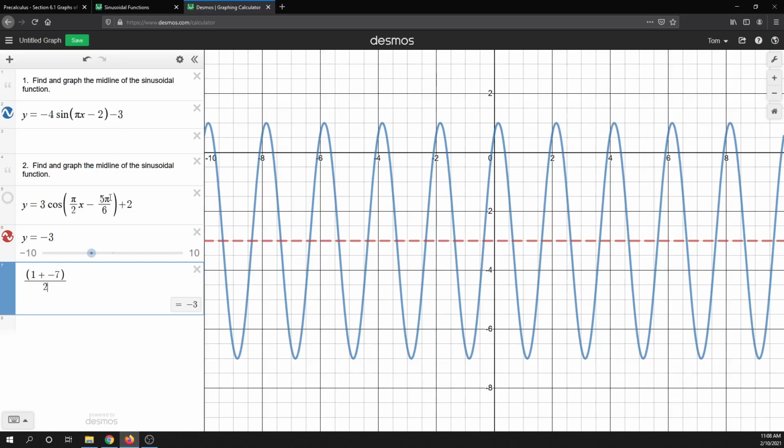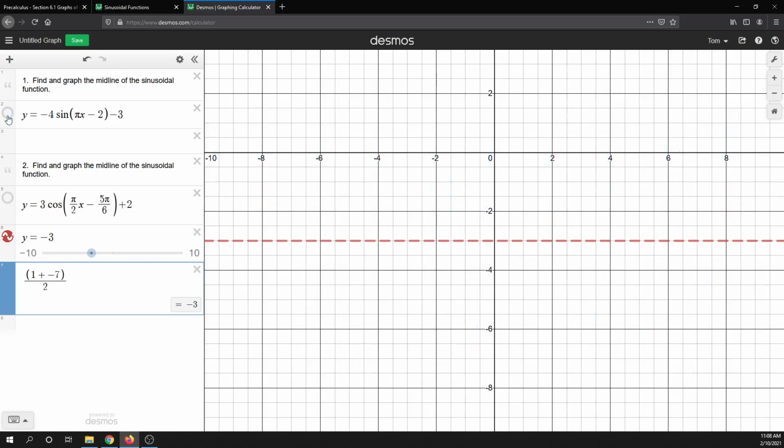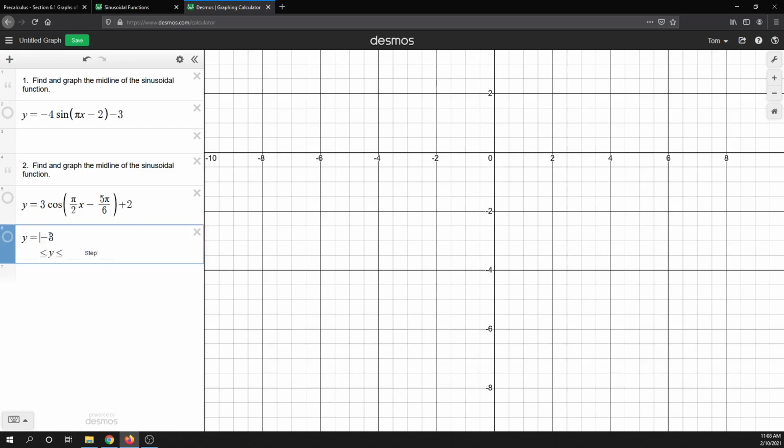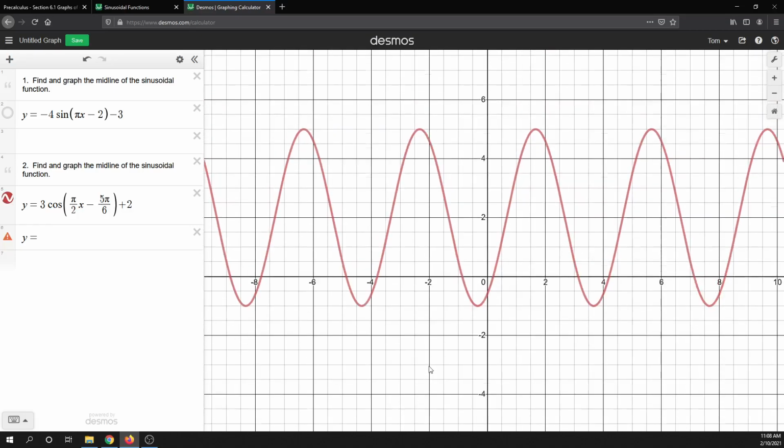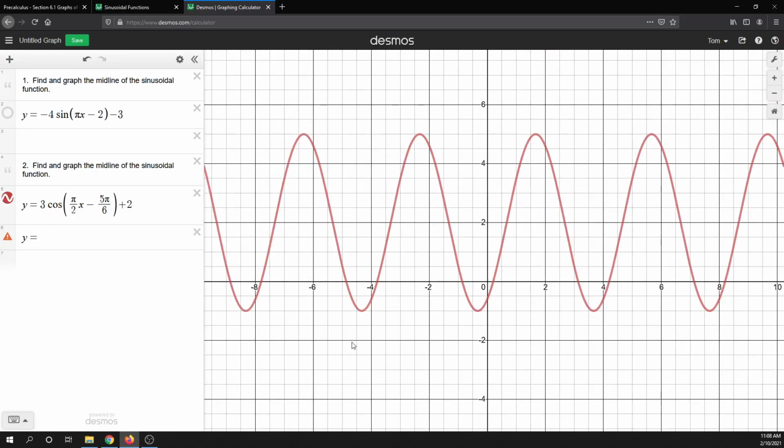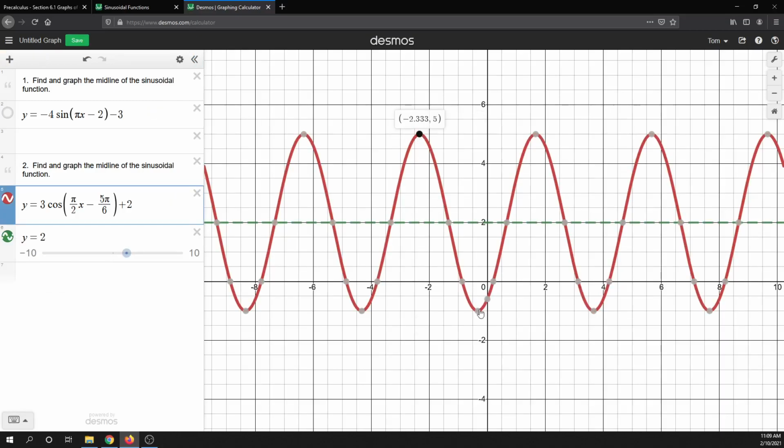Okay, all right, let's try this next one here. I'll turn this off. All right, and so we want to find the midline of, let me turn the graph on here. So we want to find the midline, or vertical shift, however you want to call it, for this function. And you can see it's in the standard form right here. And so we can just say, oh, it's y equals 2. We can pick that off, and we can see that that is right in the middle between the high points, the maximum values, and the minimum values.